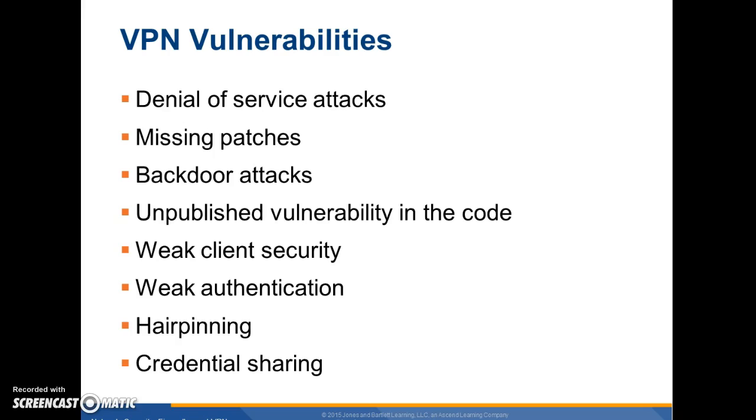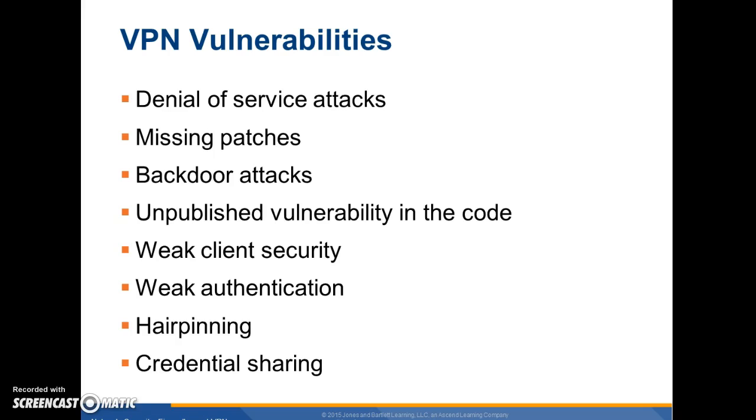Some VPN vulnerabilities. Denial of service attacks, although DOS attacks are not very common against VPNs. Missing patches. Backdoor attacks, like the one in the movie War Games. This is where the system developer or someone else leaves a user account and password on a secure system in case he needs to get back in. The best way to mitigate this is through scheduled auditing of all accounts on your VPN, as well as strong documented procedures for how and when accounts are created and deleted.